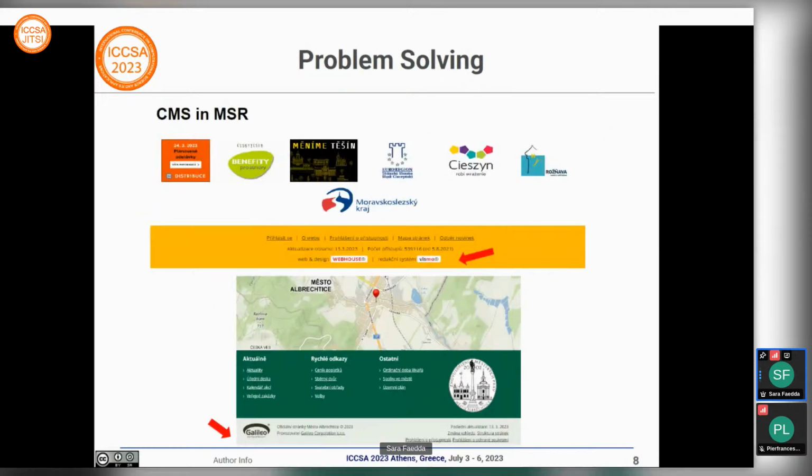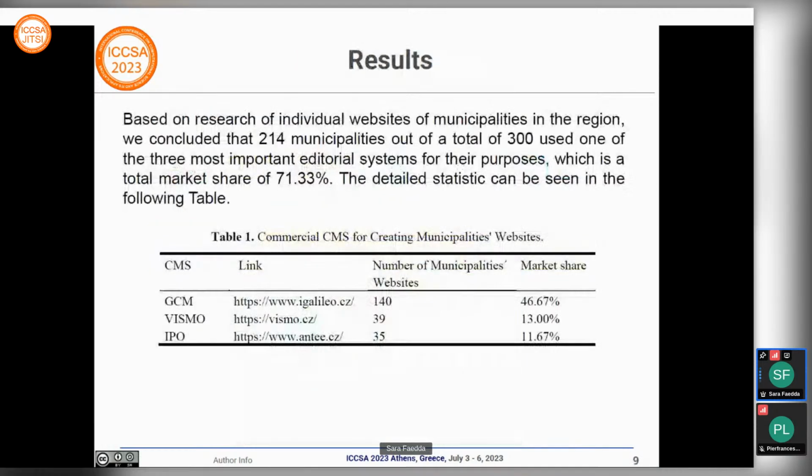Yeah. So how can we find out the proper or the direct CMS in the website? So they are written mostly in the bottom of the website. So you can see the arrows. So you can find the type of CMS there. So we did it for all of the municipalities in our region, and this is the result.